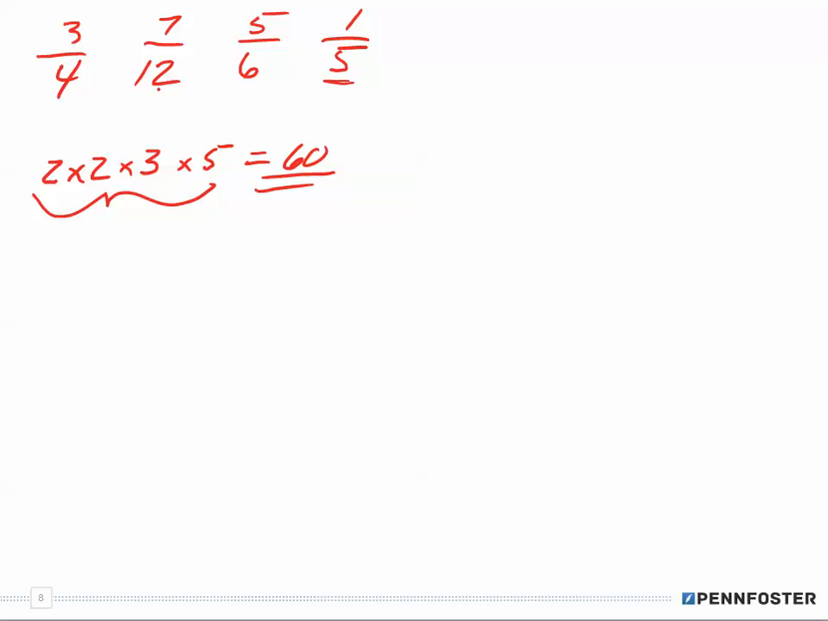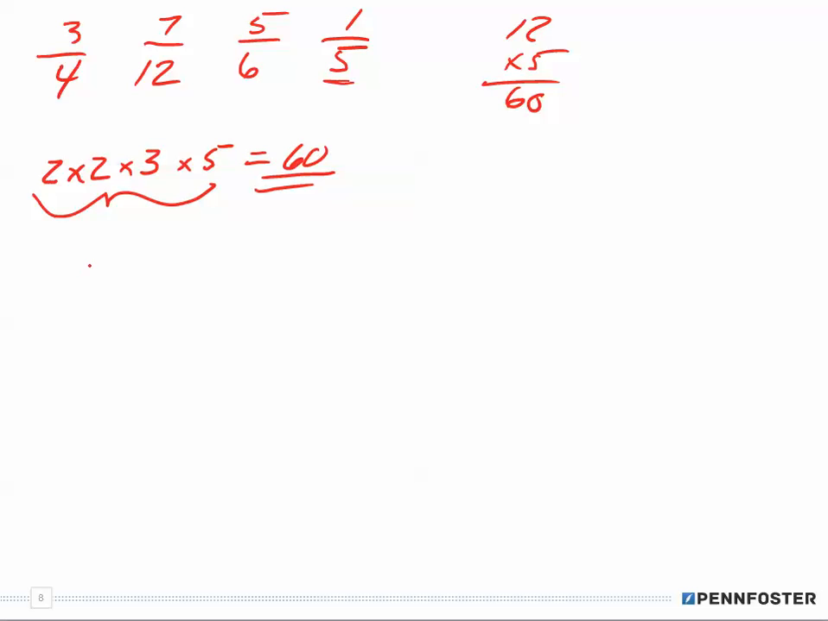But when I did it, I just said, okay, I'm going to start out with 12. Can 4 go into that? Yes. Can 6 go into that? Yes. Can 5? No. Multiply by 5. I end up with 60. I didn't have to go through how many times, and then multiplying them together. So that's how you do it by inspection.